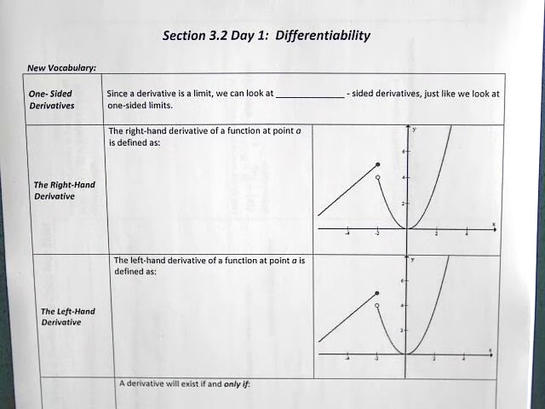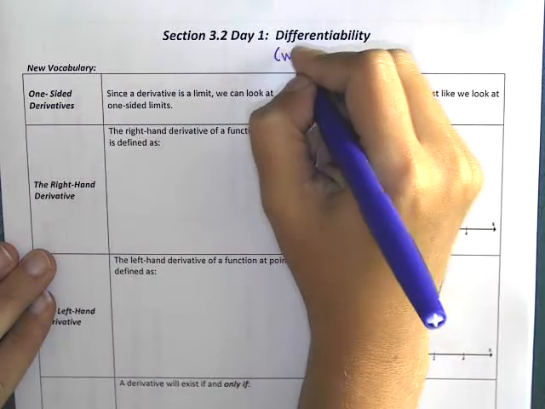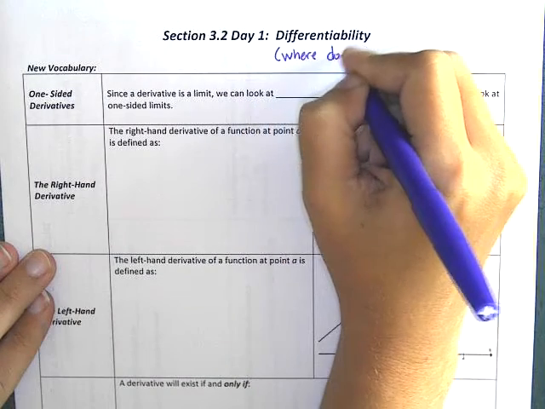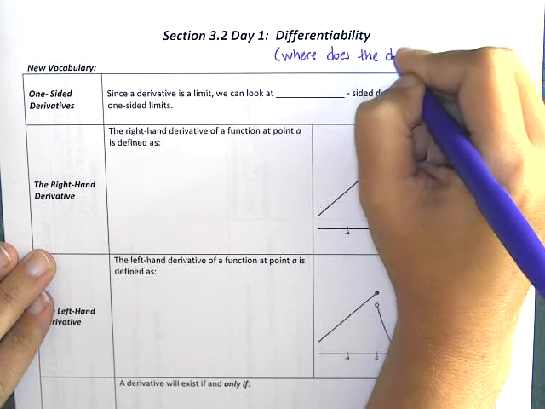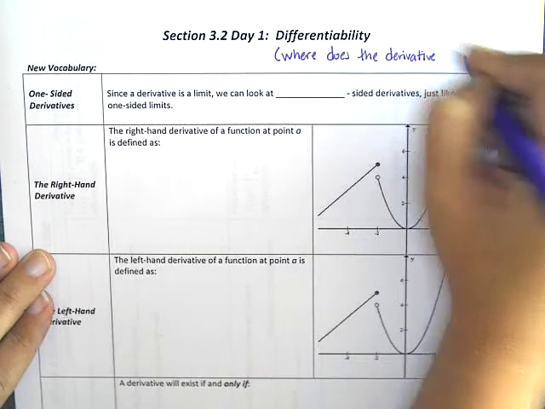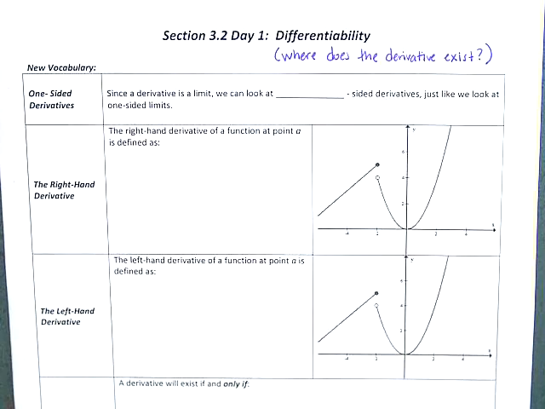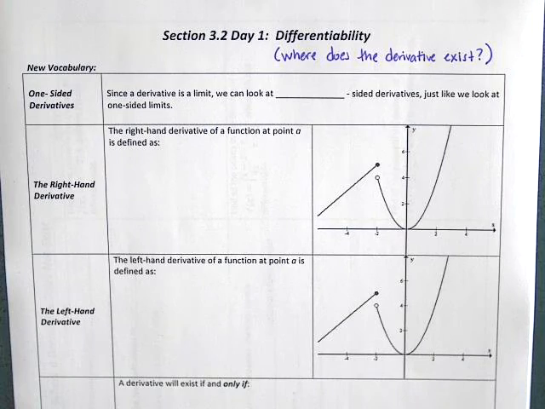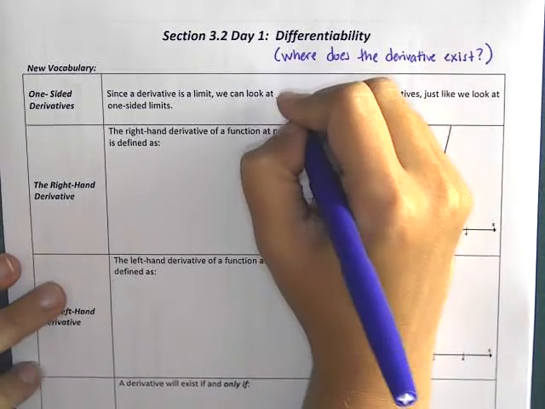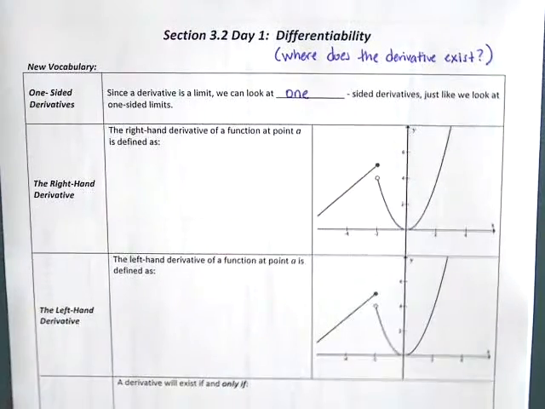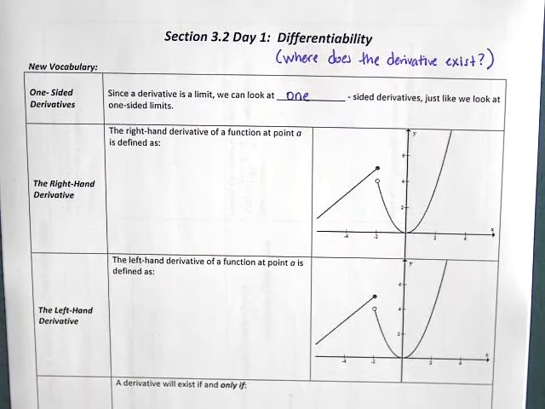So in today's notes, we're going to be talking about what's called differentiability. What differentiability means is, where does the derivative exist? We've been learning how to take the derivative using limits, but since a derivative is a limit, we can look at one-sided derivatives. And since sometimes limits don't exist, that means that sometimes the derivative will not exist. So let's look at an example.